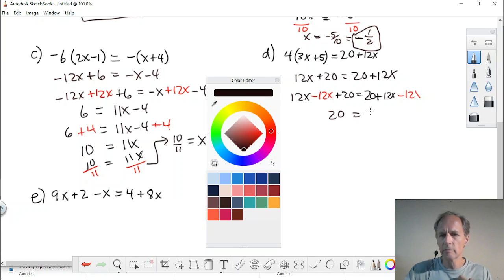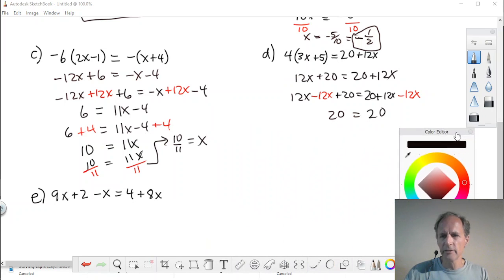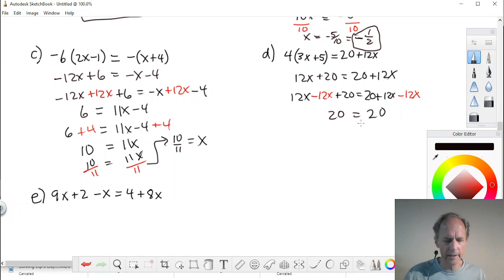Over here we get rid of the 12x. 12x minus 12x is 0. 20's left over there. We haven't seen one like this yet this year. Interesting, right? You end up with 20 equals 20. The other day we had one where you ended up with something that was false. This time you end up with something that was true. So what's going on here?